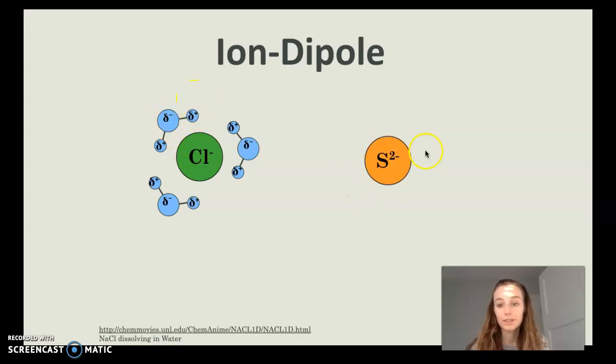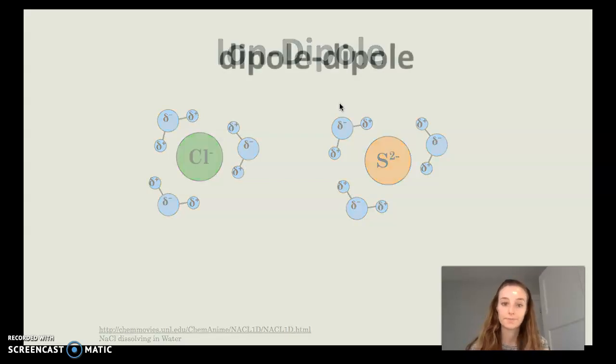So ion-dipole, here's another ion. It's a charged ion of sulfur. And then we have these dipoles here, because if we were to draw arrows representing the dipoles, we would have an overall dipole in this polar molecule. So these are an example of an ion-dipole intermolecular force.